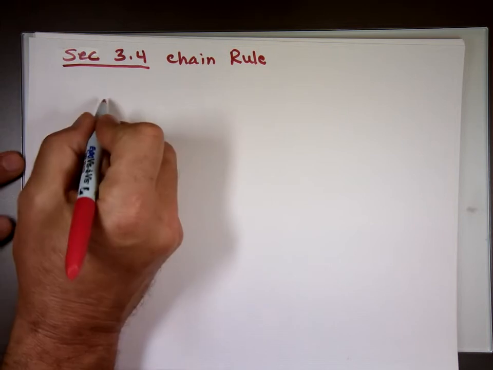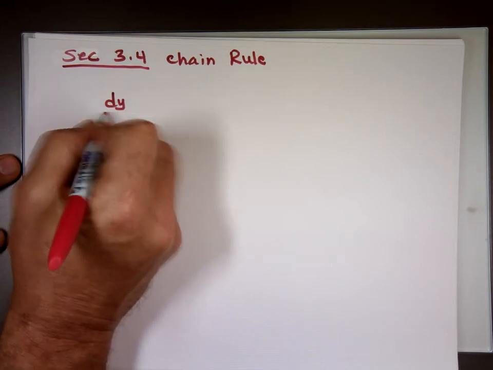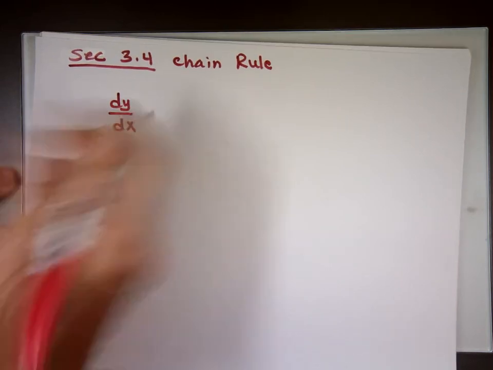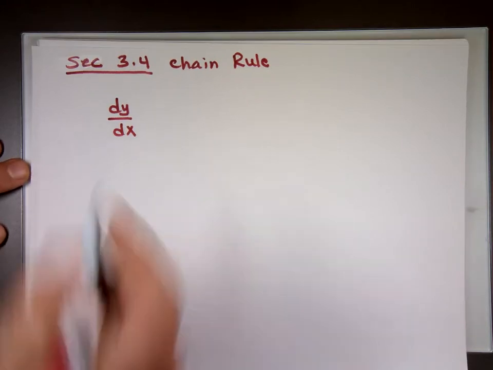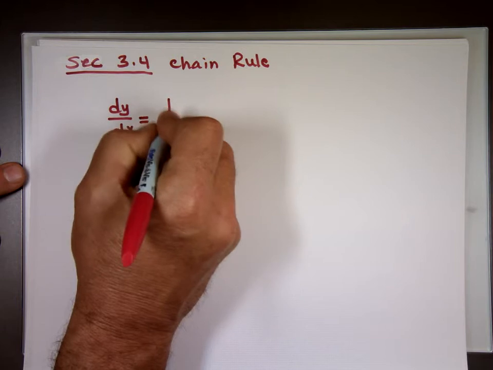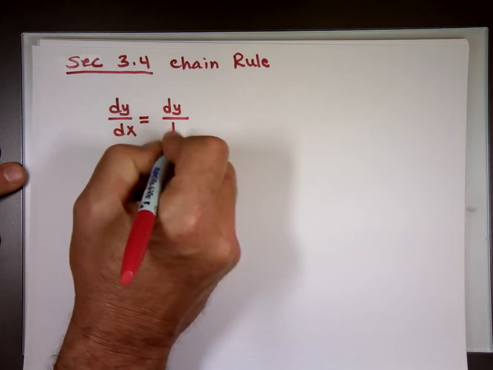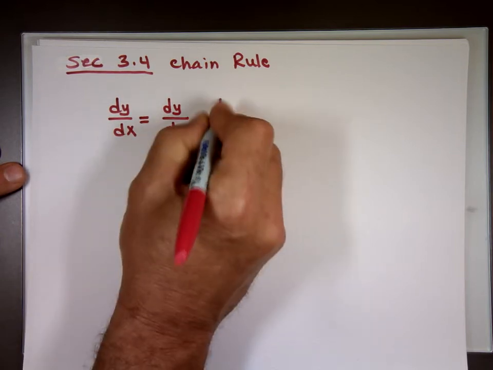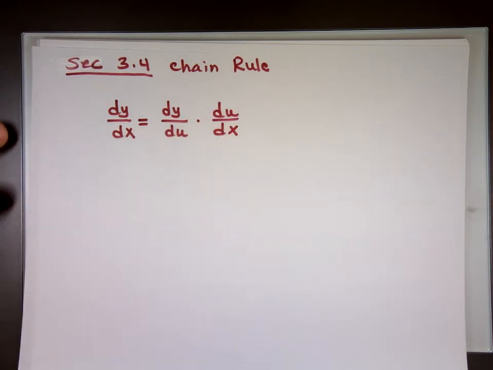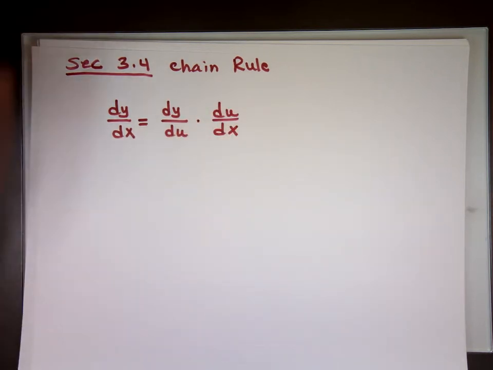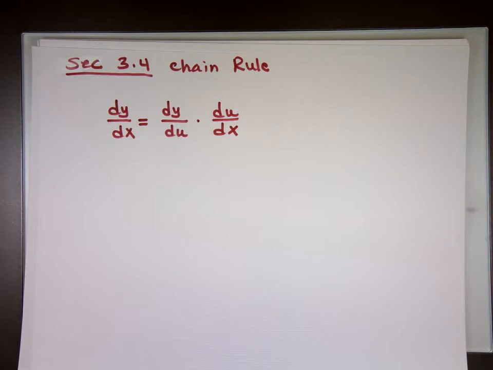If you want to find dy/dx, a lot of times y is not a function of x, or it's too difficult to do that. You can get to it by finding dy/du times du/dx. Notice mathematically, if you remember your algebra, what happens to the du's if you cancel them out? Gone. And you end up with what? dy/dx.